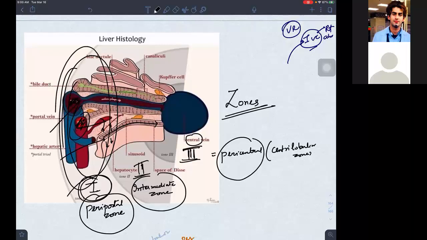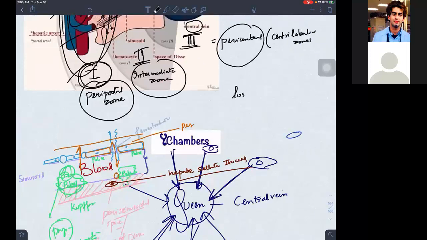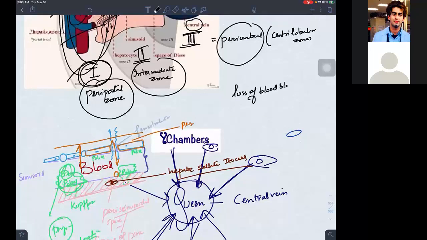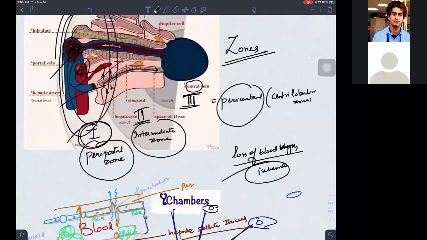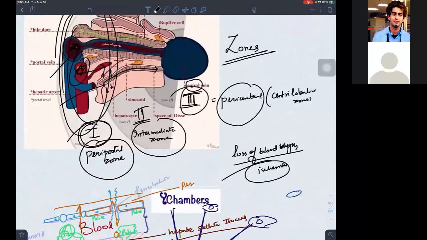Sir, zone 3 is affected by what? What is that known as? Loss of blood supply is called ischemia. So once we have ischemia in the system, the first region which will be affected will be zone 3.